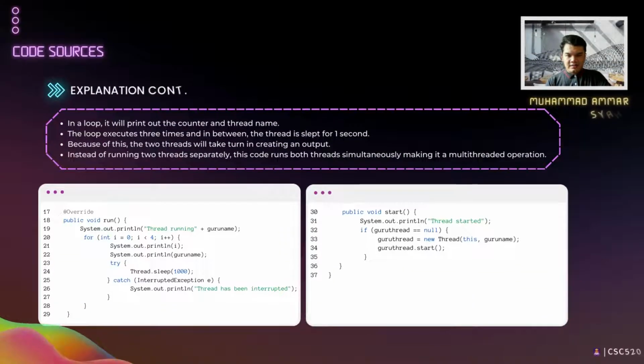Looking at the run method, we can see that in a loop, it will print out the counter and thread name. The loop executes 3 times, and in between, the thread is slept for 1 second. Because of this, the threads will take turns in creating an output. Instead of running 2 threads separately in different classes, this code runs both threads simultaneously, making it a multi-threaded operation.